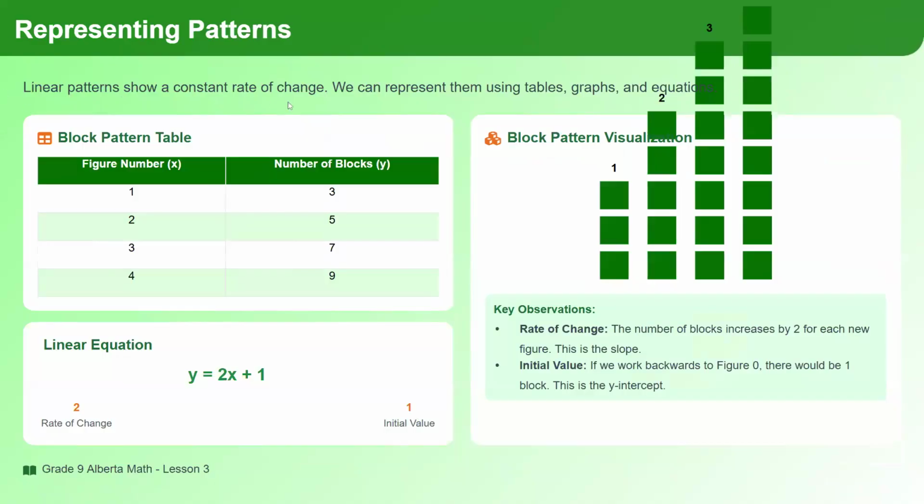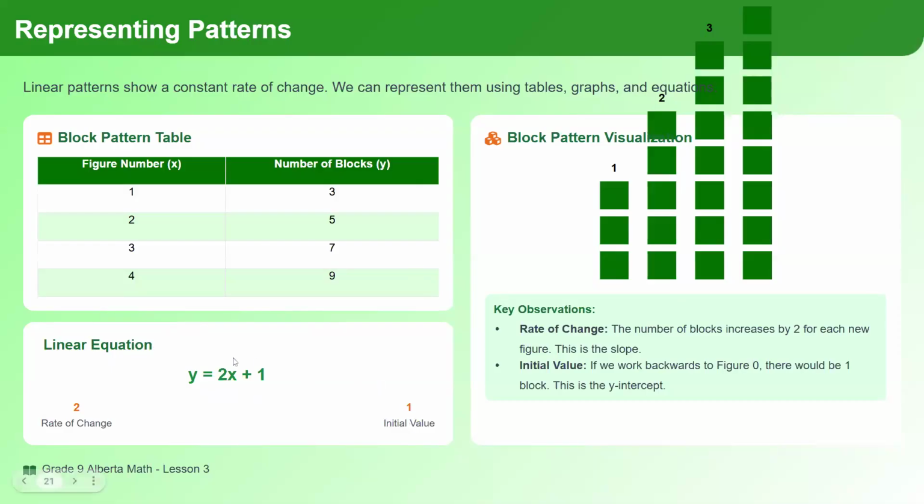Okay, so first, representing patterns. Patterns show a constant rate of change. We can represent them using tables, graphs, and equations. So here, in the block pattern table, we have four figures, that's the x. Then we have the number of blocks, that's the y. If you look at the block pattern visualization, we have figure number one with three green blocks, and figure number two with five green blocks, and so on. So the linear equation for this would be y is equal to 2x plus 1.